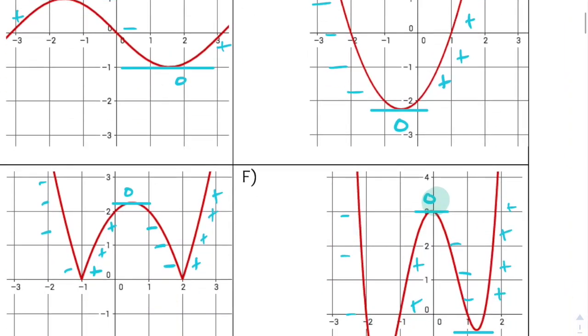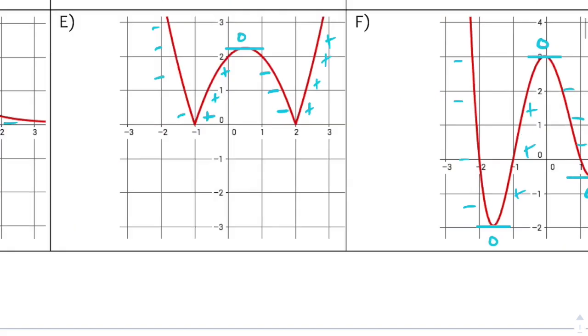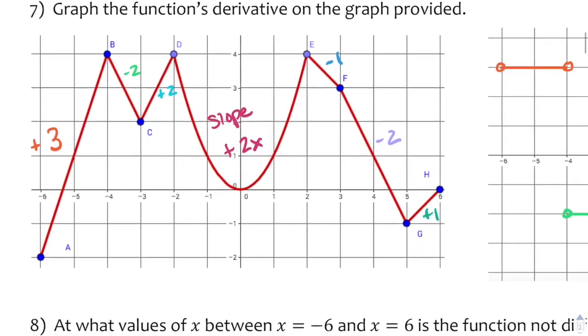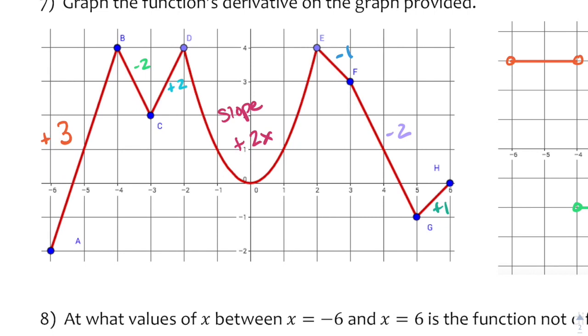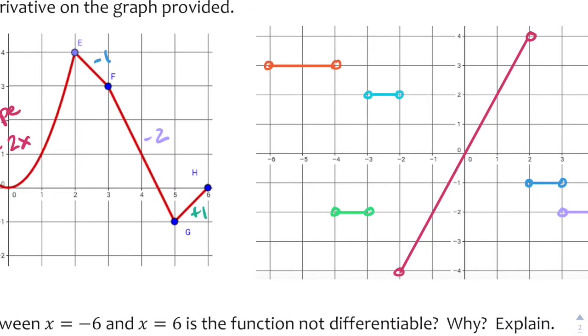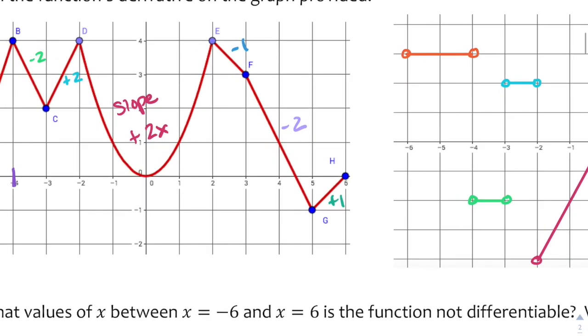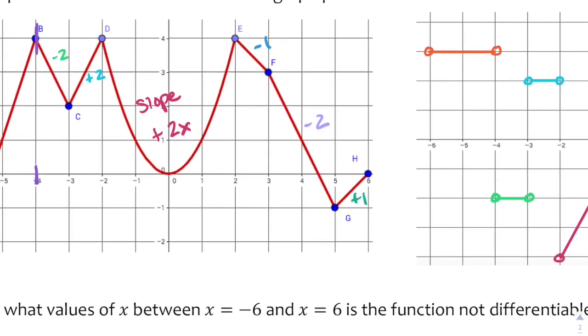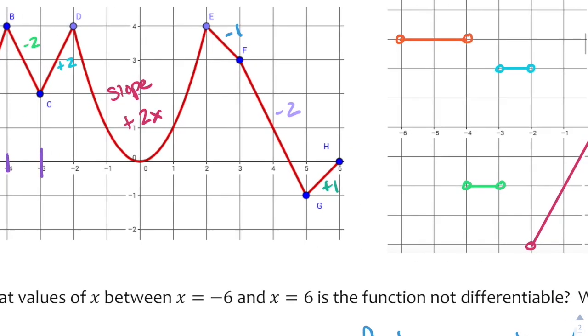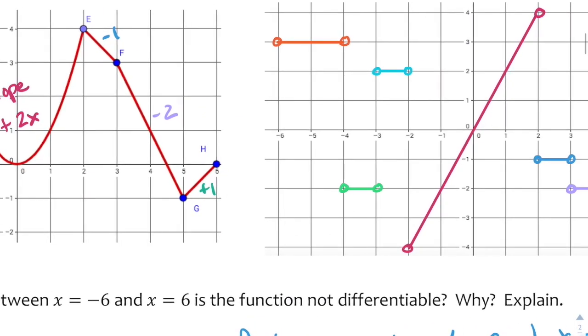All right, and that is it for 1 through 6. Continuing on to number 7. I've already calculated all of the slopes, so we just need to graph them. The placements that are held are -6 and -4. So we graph 3 as a constant between -6 and -4. We graph -2 from -4 to -3. We graph 2 from -3 to -2, and we see all of that being graphed here.